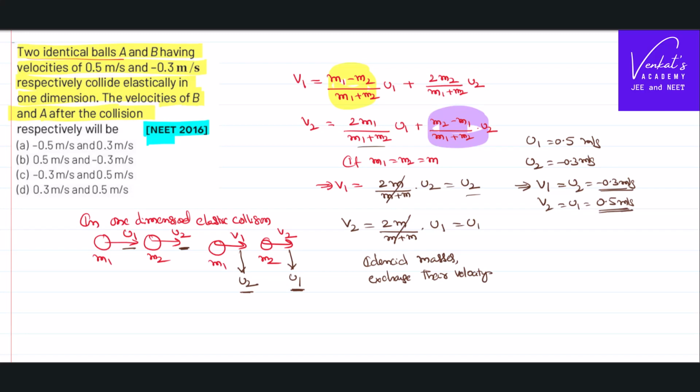Be careful that he asked the velocity of B first and then A. So B first. B has to be 0.5. So that is the answer. Velocity of B and A is 0.5 and minus 0.3. That's the answer for the problem.